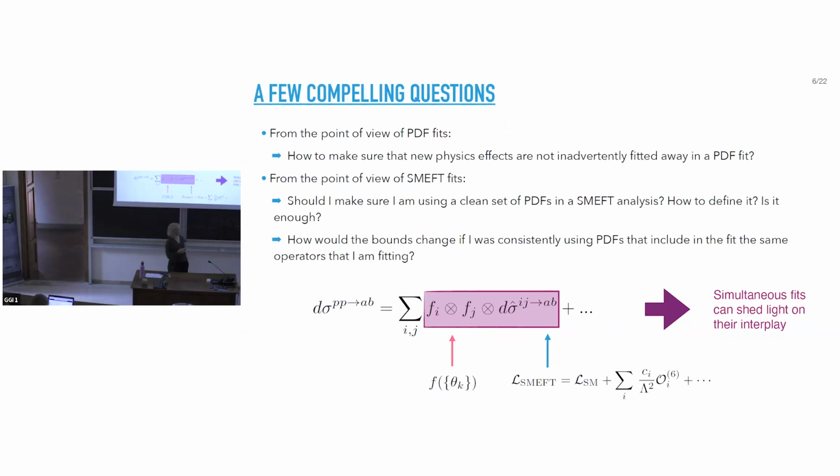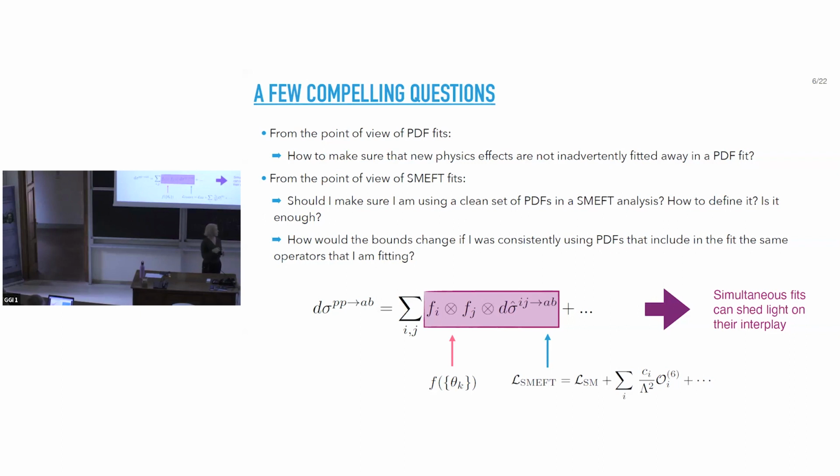Okay, so what are the questions? From the point of view of the PDFs, the question is: how do we make sure that, being greedy and adding high energy data, we are not inadvertently fitting away some of the new physics effects that are in the tails? And from the point of view of the SMEFT, what PDFs do I use? Should I make sure that I'm using a clean set of PDFs for the SMEFT analysis? How do I define it? Do you want to use a set that doesn't have any high energy data, and so on? And how would the bounds change if I was consistently using PDFs that include in the fit the same effects that you put in the SMEFT fit?